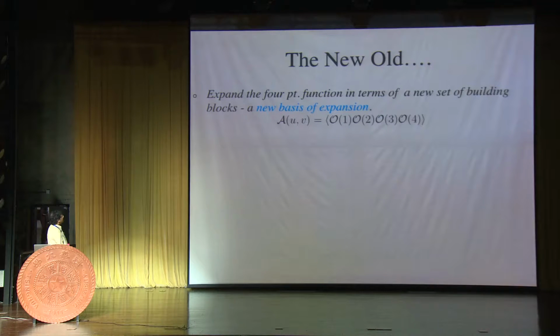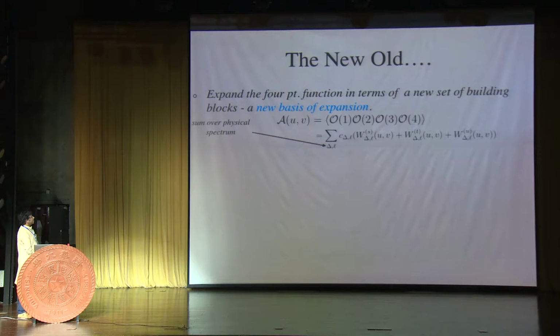So let me explain what the idea is, the philosophy, following the philosophy of Polyakov. If you take a 4-point function, let's say of identical scalars for simplicity, the idea is to expand it in a basis, in a new basis, in a sense. These will be the ones that will be built from the Witten diagrams.